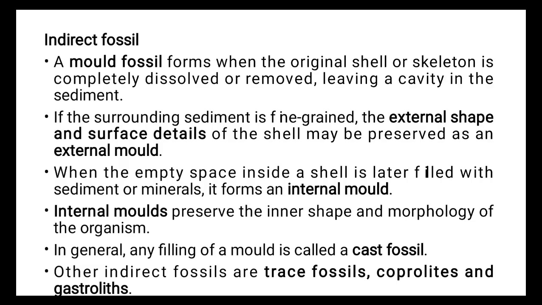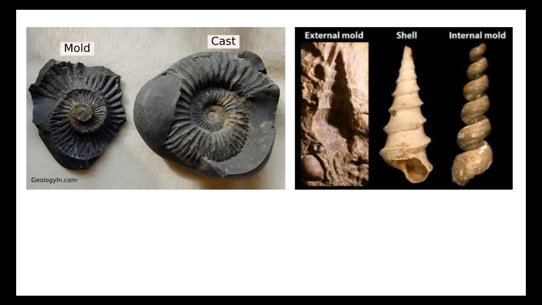Coprolites are fecal remains, like cow dung. Their excreta material is known as coprolite. And gastroliths are stomach stones. I have told about all these kinds of things in the previous lecture.